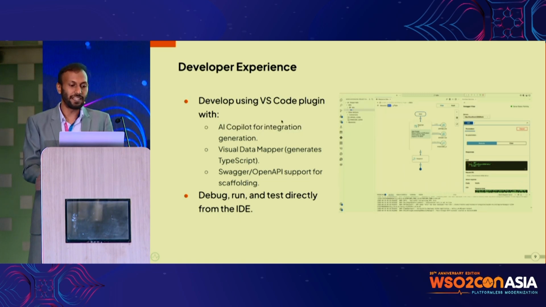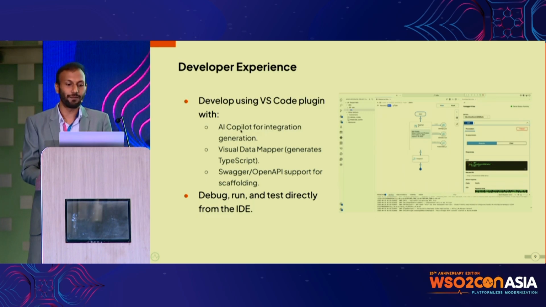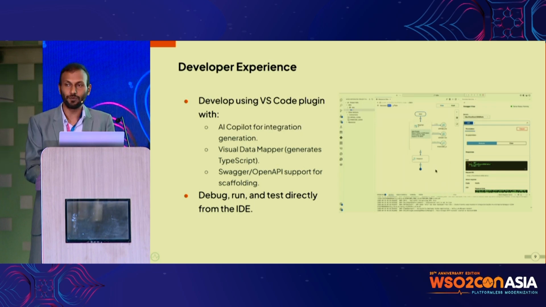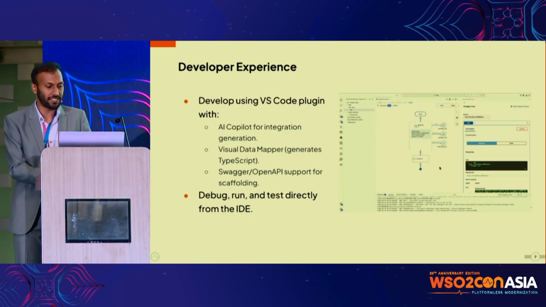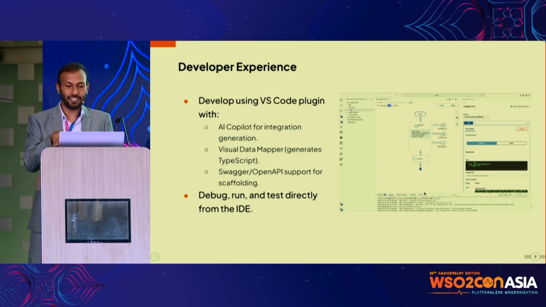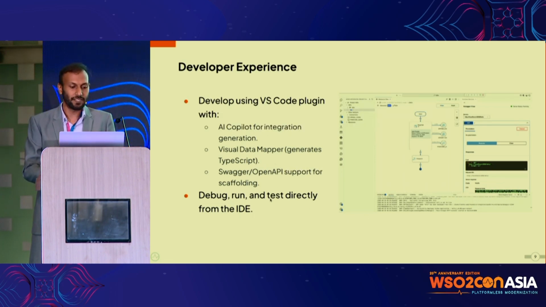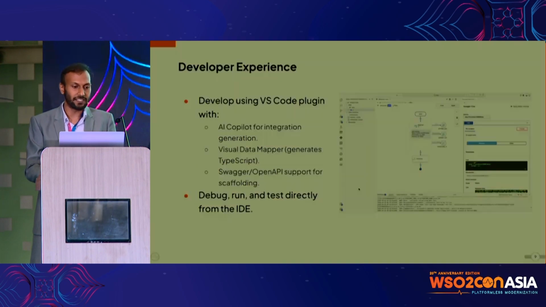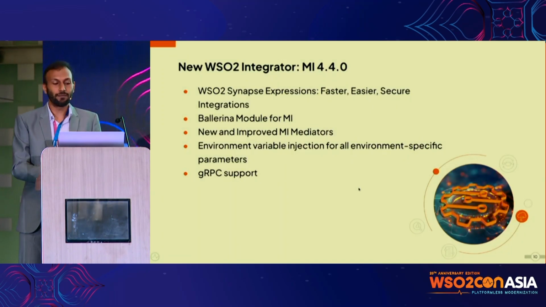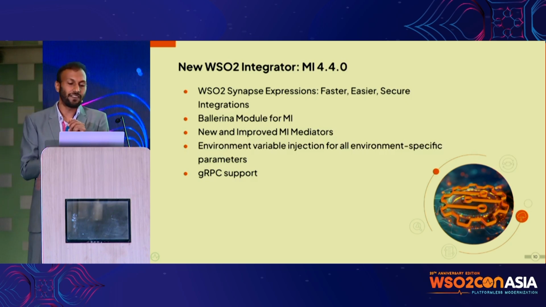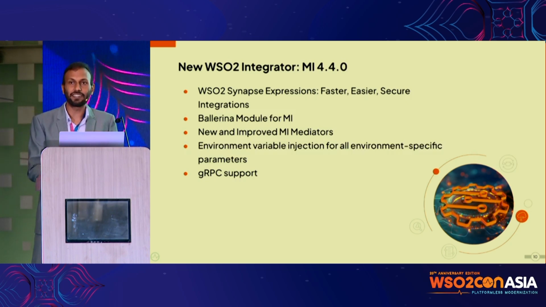It has a built-in AI Copilot, which was built in-house at WSO2. That's different from GitHub Copilot or the VS Code built-in Copilot. This MI Copilot is there to develop integration artifacts. And from the integration VS Code editor itself, we can run, debug, and test the integrations. So I'll briefly cover the new features we have added in our recent release.